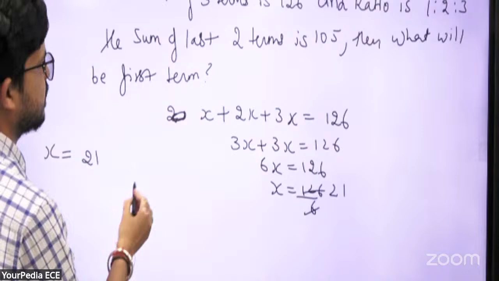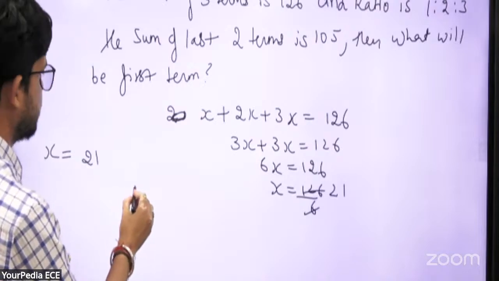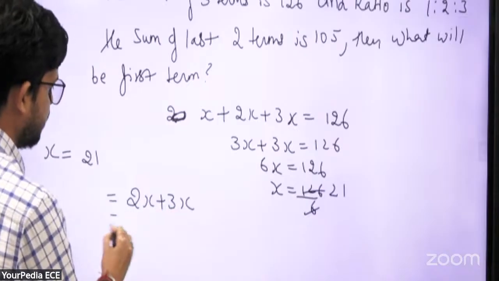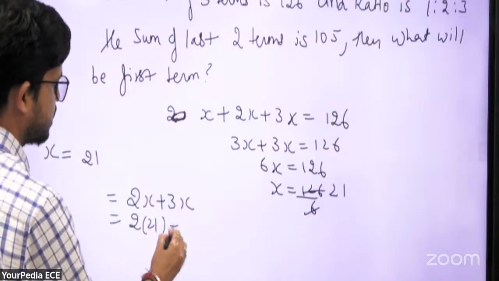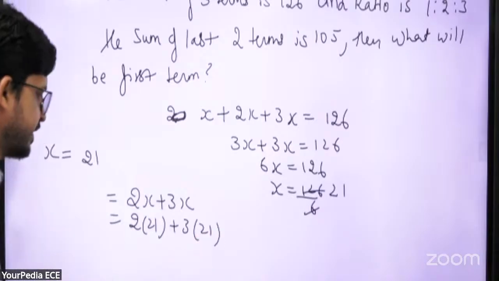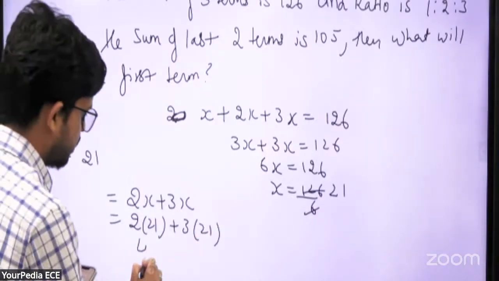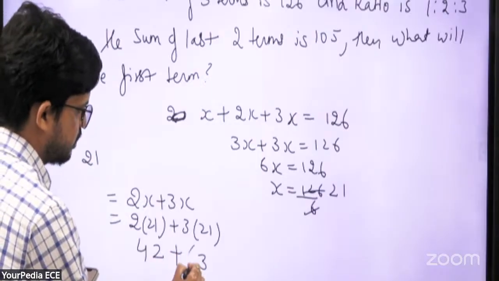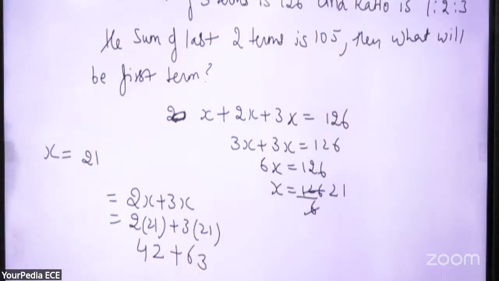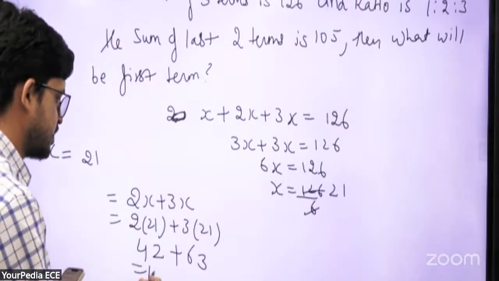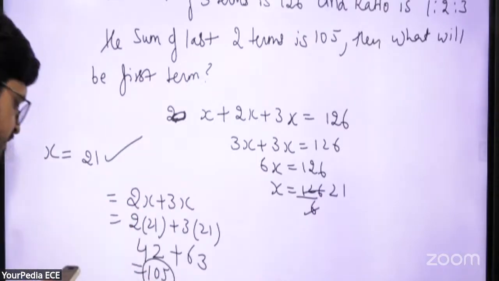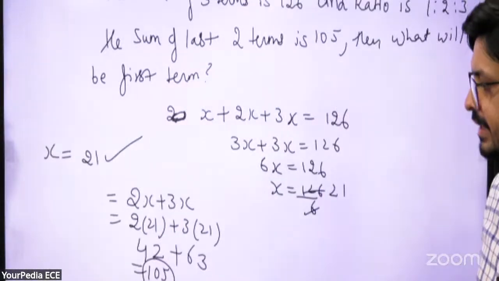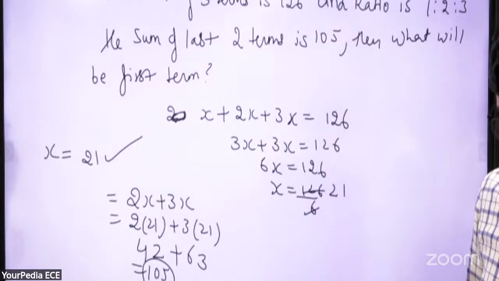Let's check the other terms also. The sum of the second and third terms should be 105. Let us check it. 2 into 21 plus 3 into 21. What you get? 42 and 63, and you get 105. Again you get the answer 105. So our first term will be 21. Clear?